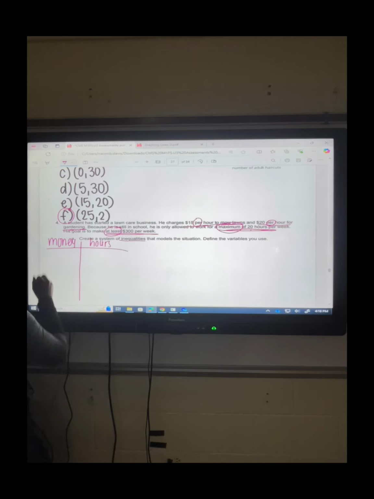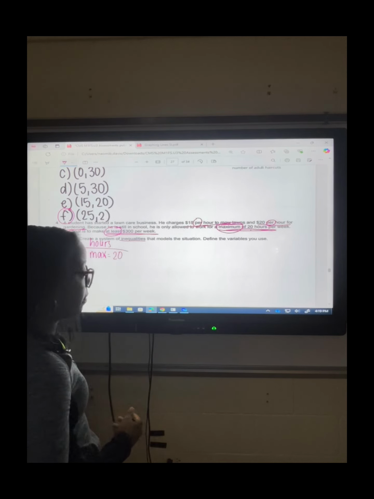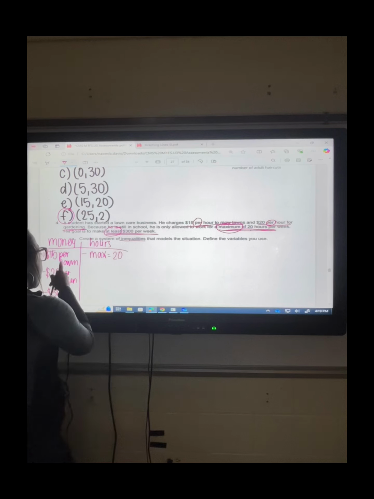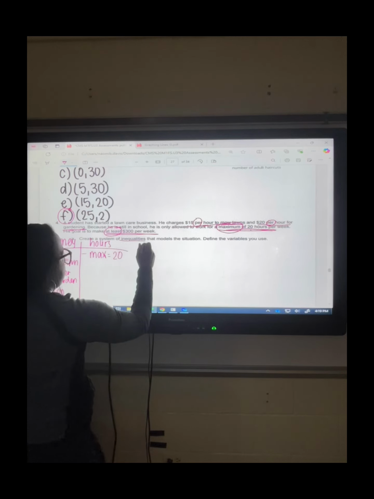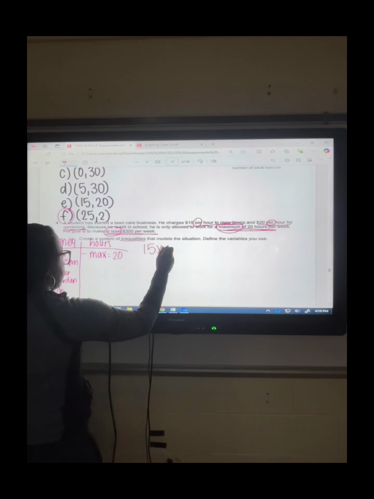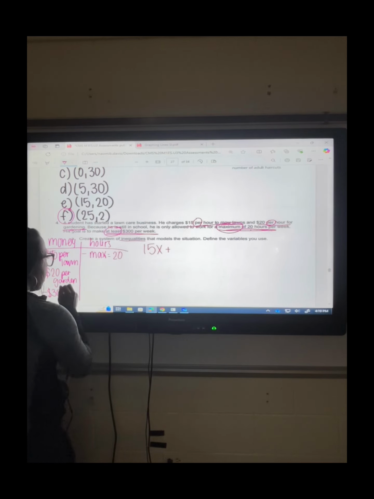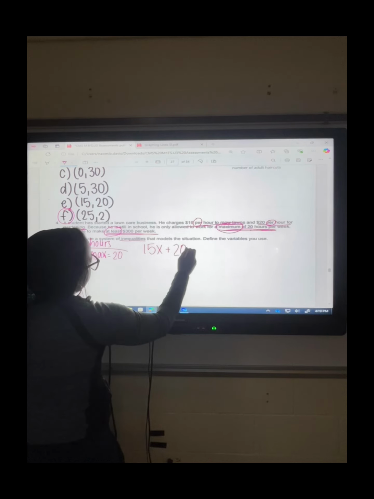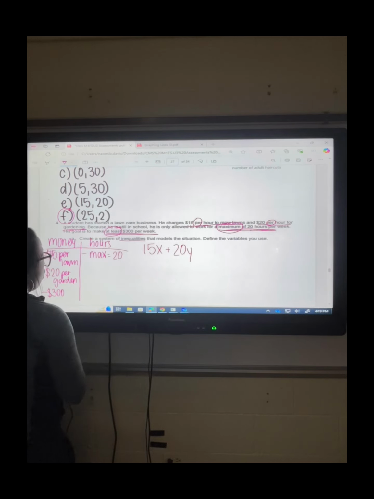Anything revolving money, mowing lawns is $15, and $20 per garden. At least $300 a week. Let's do hours. The only thing I know about hours is max is 20. Let's do the money one because we're good at the money ones. So it's $15 per hour of mowing lawns. 15 per tells me to multiply 15x. Put them together. $20 per hour of gardening. So 20y.